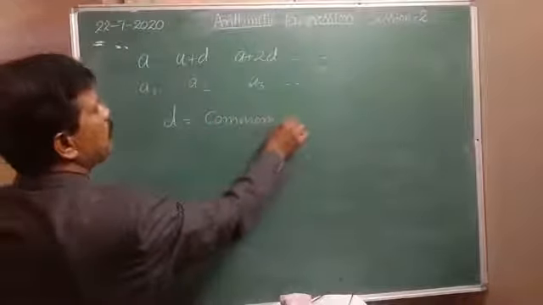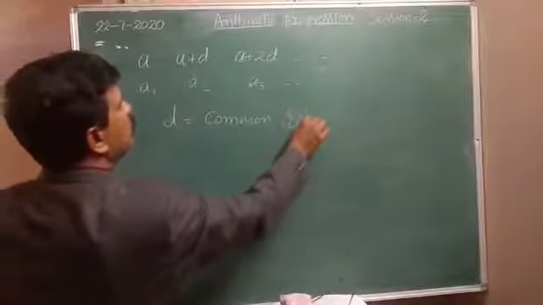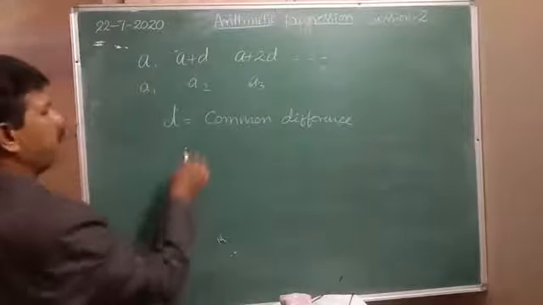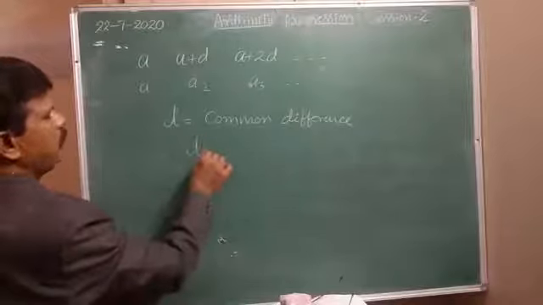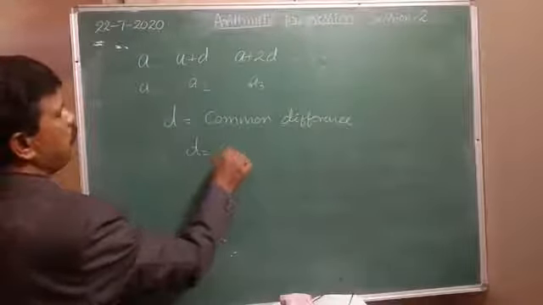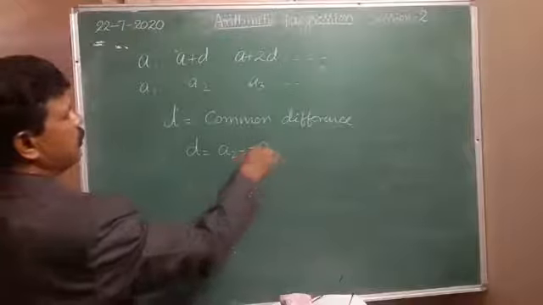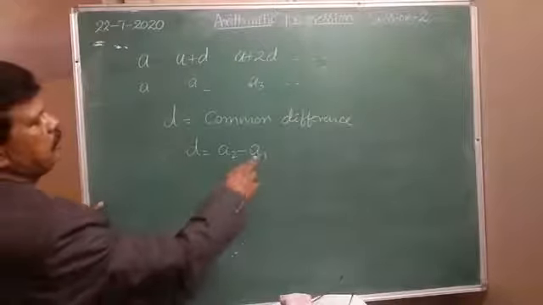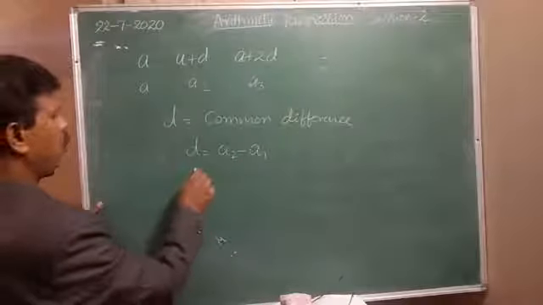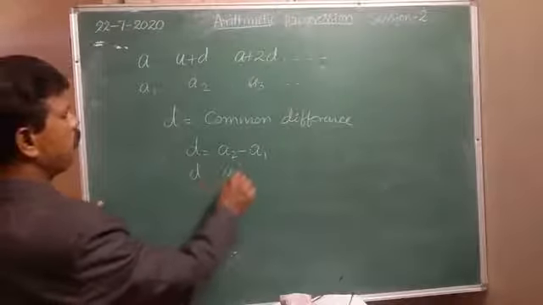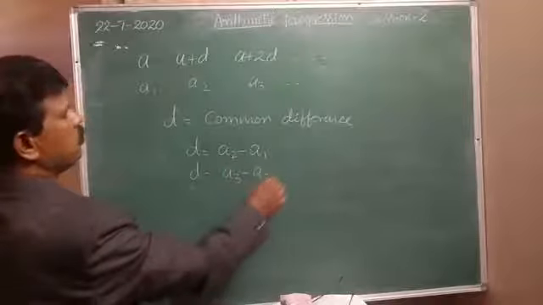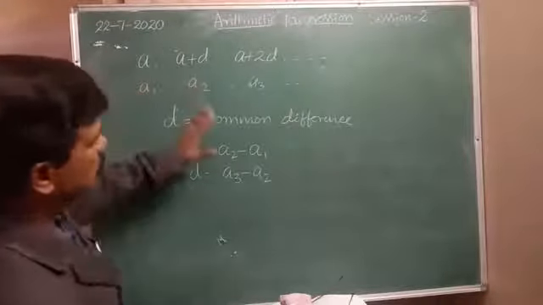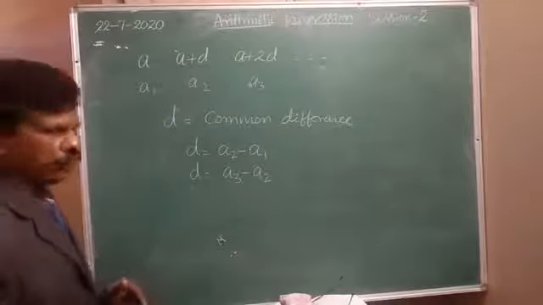D is called the common difference. To find D, what we can do is A2 minus A1. You can find the common difference by subtracting the first term from the second term, or D is equal to A3 minus A2, subtracting A2 from A3. So this is the common difference.